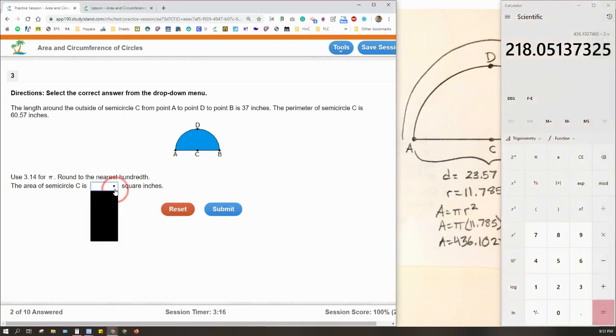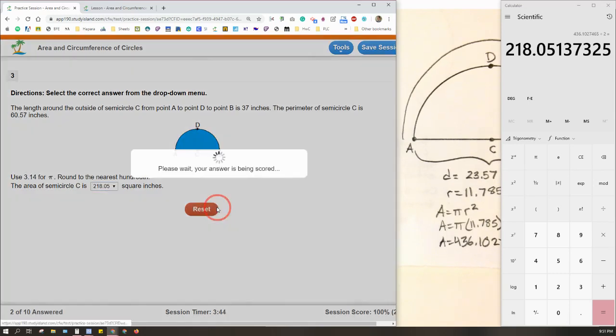So let's see if that's in our dropdown. 218.05 is right there. That's it. So again, they told us 37 was A to B, and they told us the whole thing was 60.587. So we did 60.587 minus the 37 to get the distance from A to B. That's the leftover part. That's the diameter. So we cut it in half to find the radius. Then we did radius squared times pi to get the area of the whole circle. But since it's a semicircle, we cut it in half, and that was our answer.